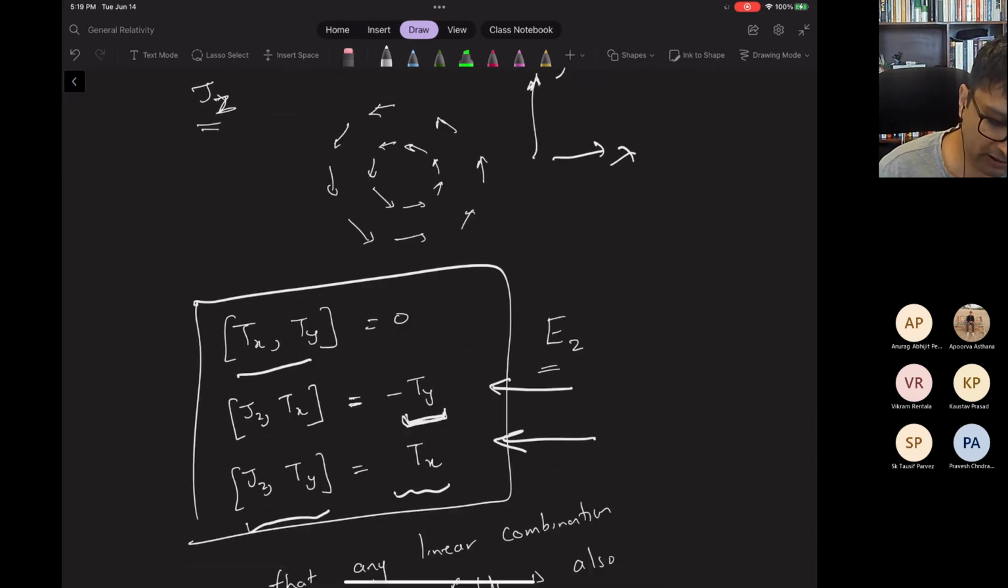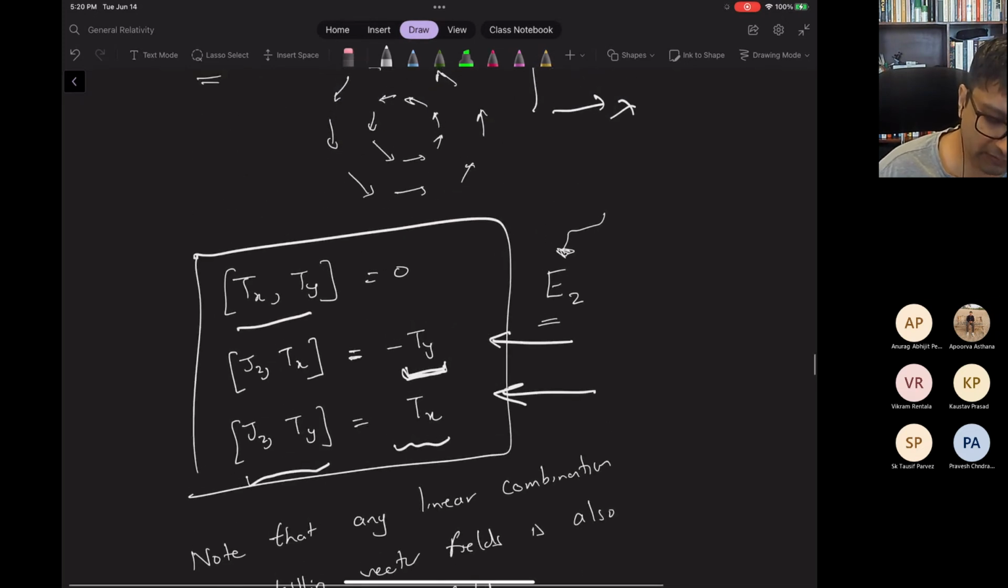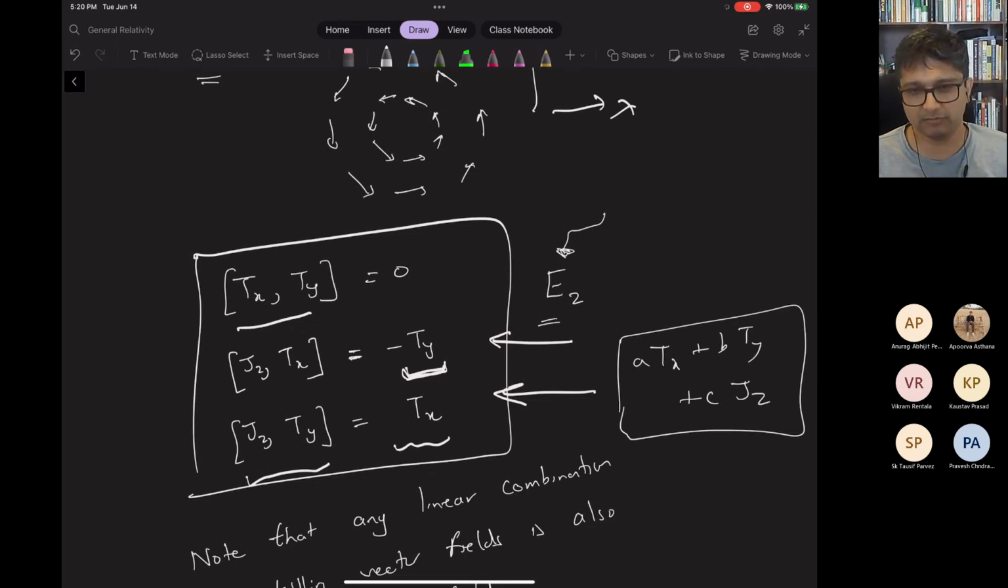So this Lie algebra is called the Lie algebra of E2, that is, two-dimensional Euclidean transformations. And again, any linear combination of Tx, Ty, and Jz is also a Killing vector field. Any linear combination of them is also a Killing vector field.